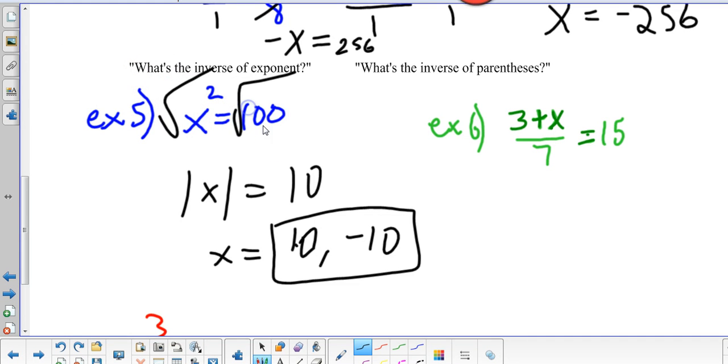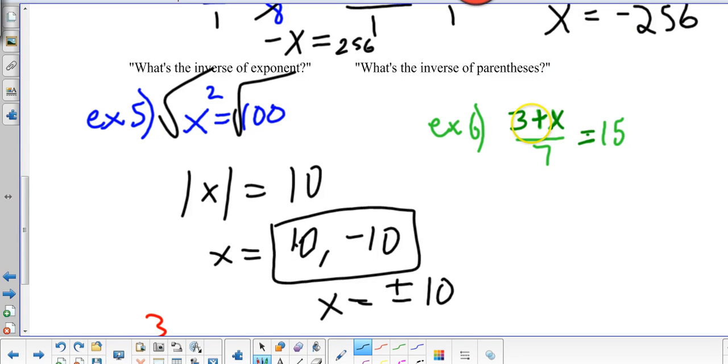If you said 10, which almost everybody did, you got half of the answer. When you're square rooting an x squared, you need to be looking for two possible answers. In this case, both positive and negative 10 work. A lot of times mathematicians shortcut this, and we'll say x equals plus or minus 10. This gets both of the answers at once.